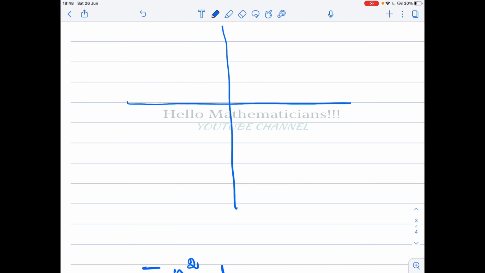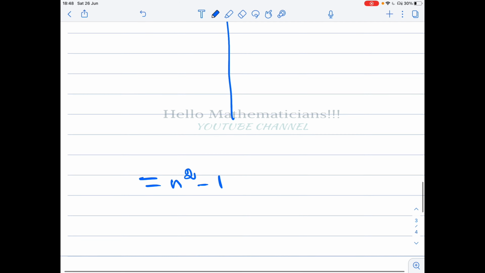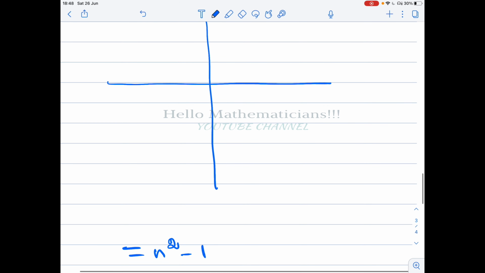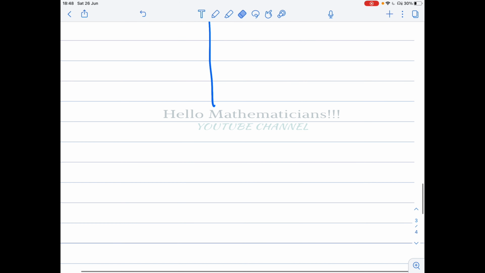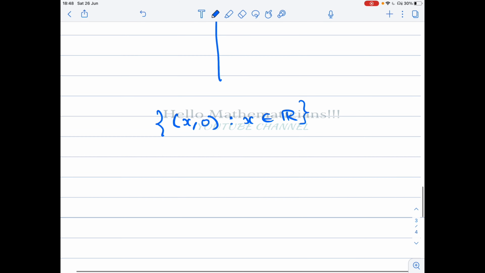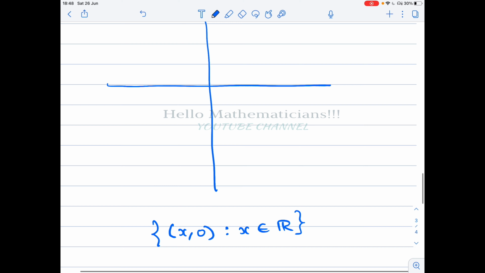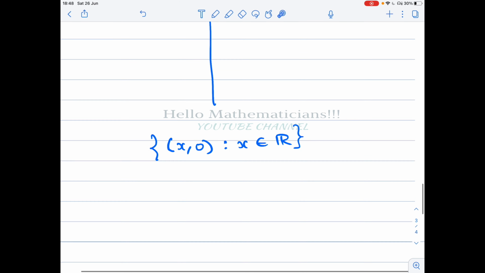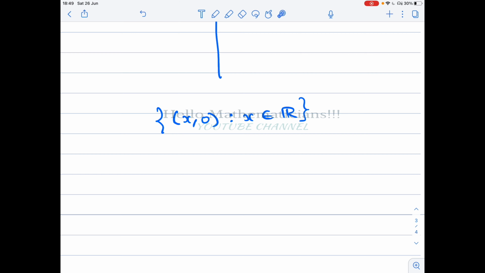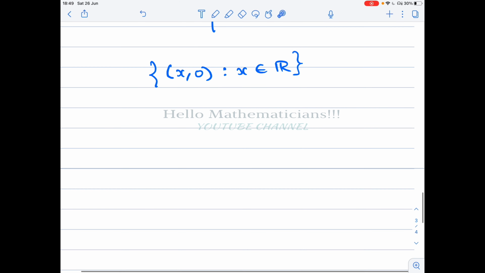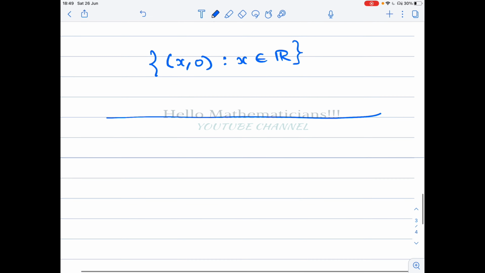You consider the xy plane. Then if you look at the x-axis, what is the equation of the x-axis? The set of (x, 0) such that x belongs to R. So this is precisely the x-axis, because if you take any point on the x-axis, the y coordinate will be 0. Our general understanding is, if you look at any line, whatever line, a line has dimension 1. Why is it so?